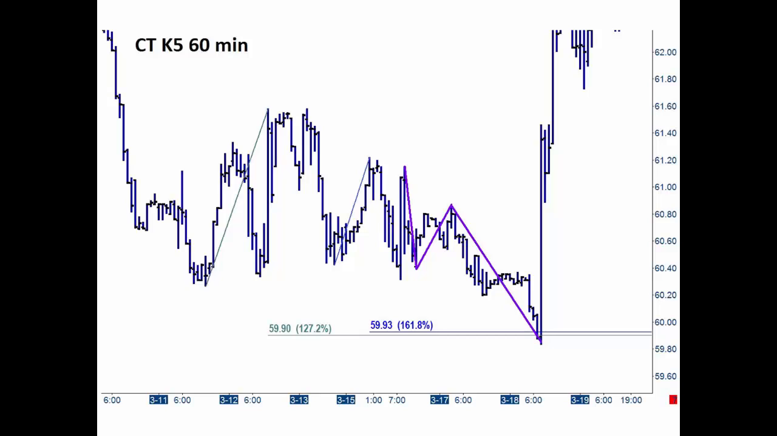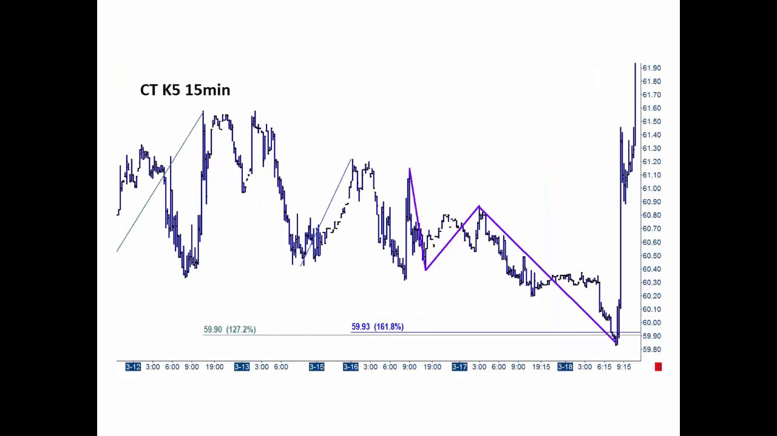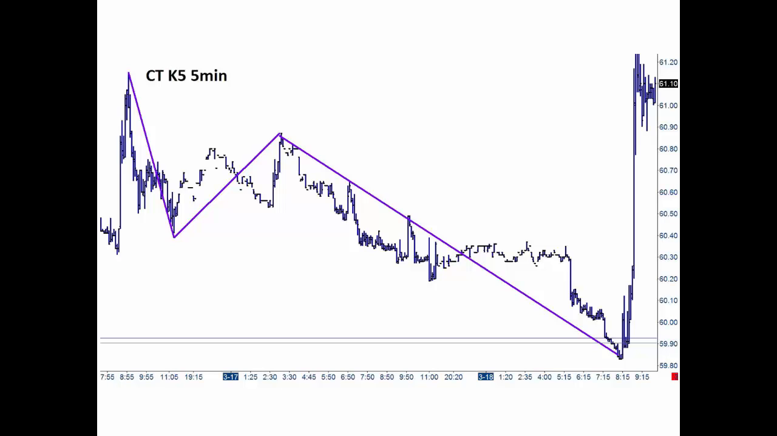But what we want to do is zoom in, which means convert this chart from a 60-minute chart down to a 15-minute chart and focus in on what's happening as we get closer and closer into the zone, especially when we hit that zone, the zone of 59.92 give or take. As we zoom in even closer to a 5-minute chart, then something interesting is happening. You can see this market reversing.